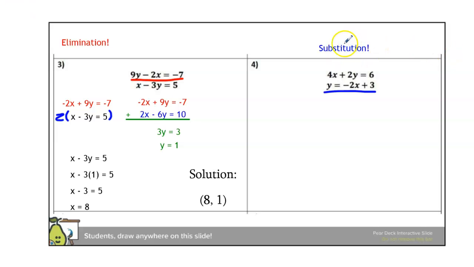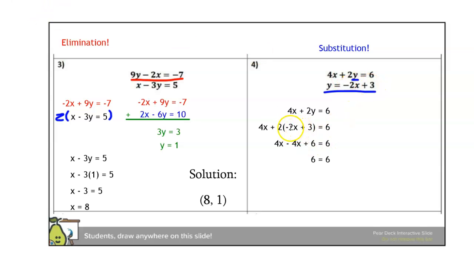All right, if you chose substitution, looks like that's the easiest one to use here. y equals -2x plus 3. I'm just going to take this and substitute it in for y. So let's rewrite that first equation, and let's substitute this y with -2x plus 3.